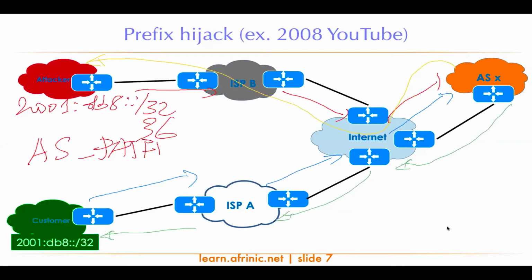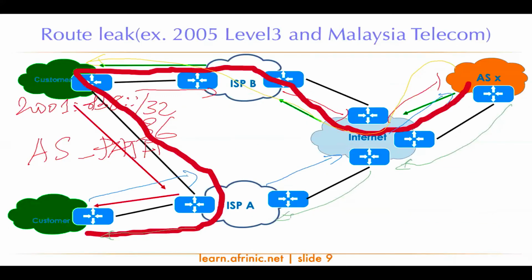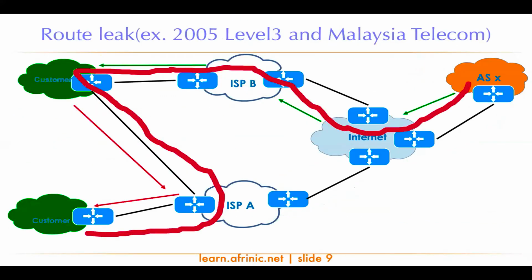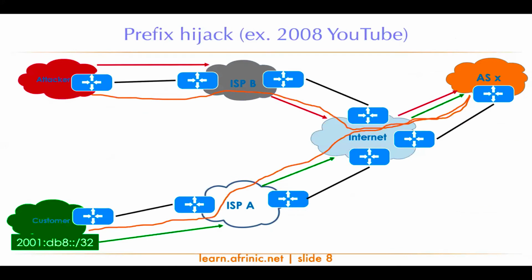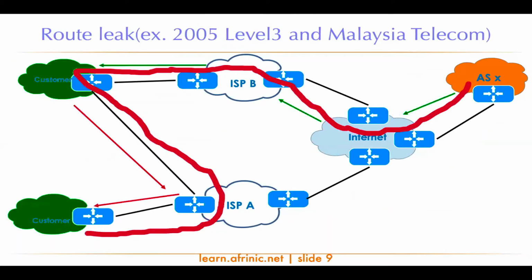Now, apart from prefix hijack, we also talked about prefix leak. A prefix leak is when, in a network, I have a multi-homed customer. Here, this customer is connected to ISP A, and this other customer is connected to both ISP A and ISP B. So let's say we have Google advertising 8.8.8.8. It gets to ISP B, then gets to the customer.